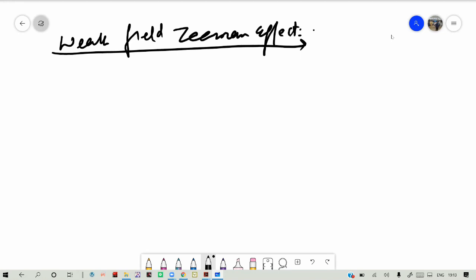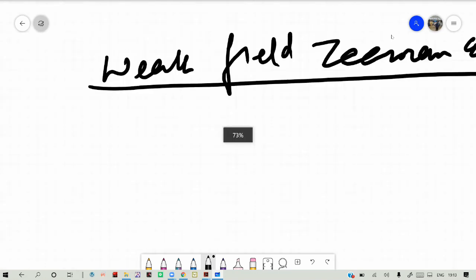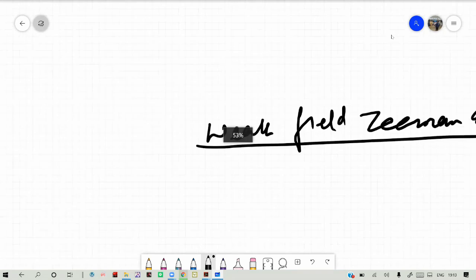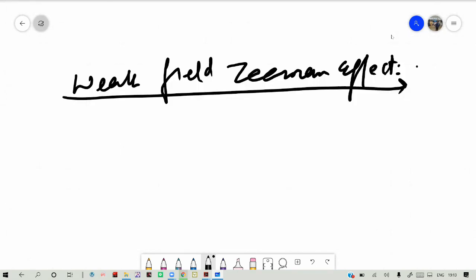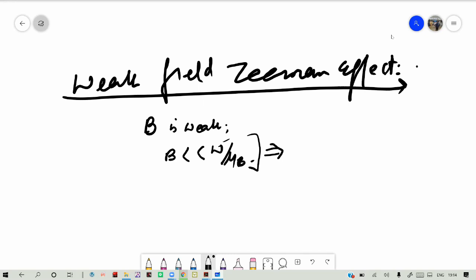Weak field Zeeman effect. We already discussed that. If B is weak, that means that the external applied magnetic field is weak. It implies that mu B is less than the spin orbit interaction energy. This mu B is a constant term.